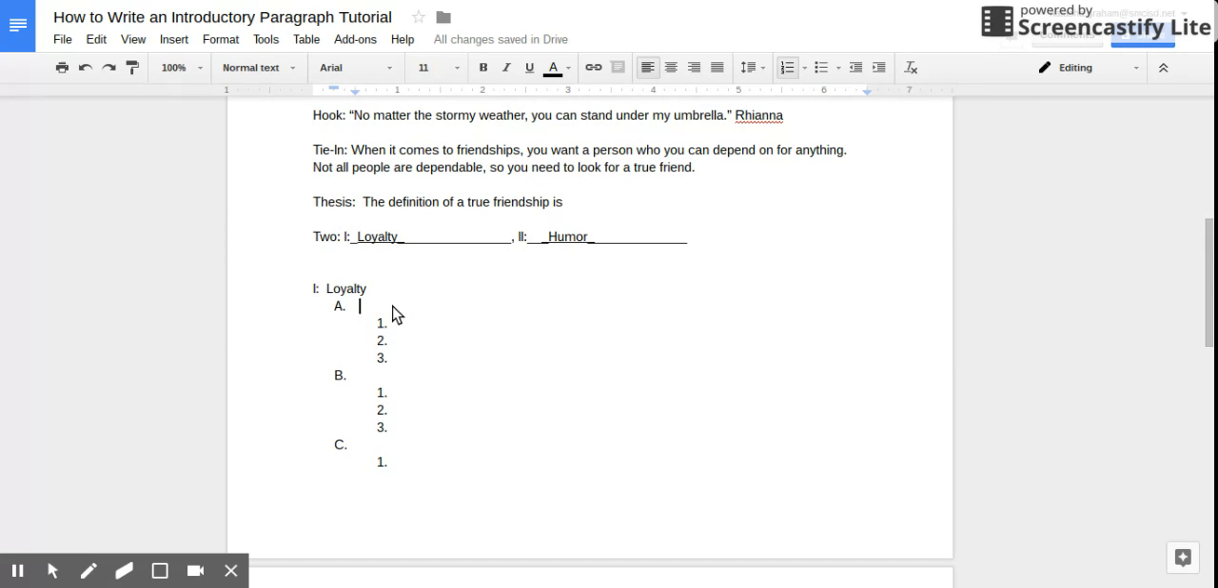Now, I'm going to look at loyalty and I'm going to ask myself this question. What are three reasons why loyalty is important in a true friend? Because this is what we're looking at, true friendship. So what are three reasons why loyalty is important in a friendship?